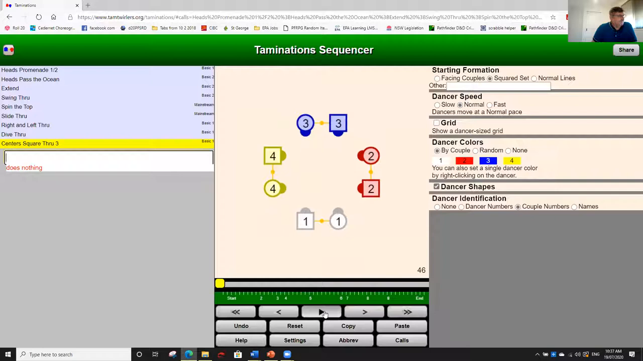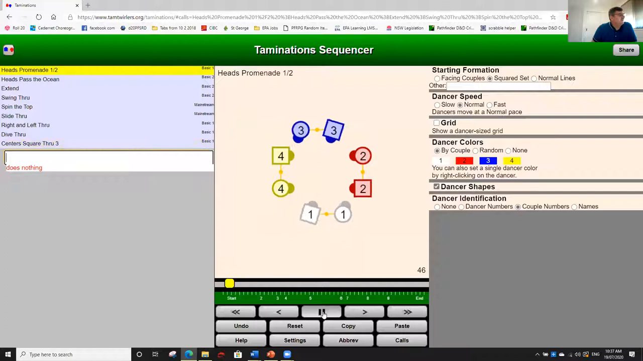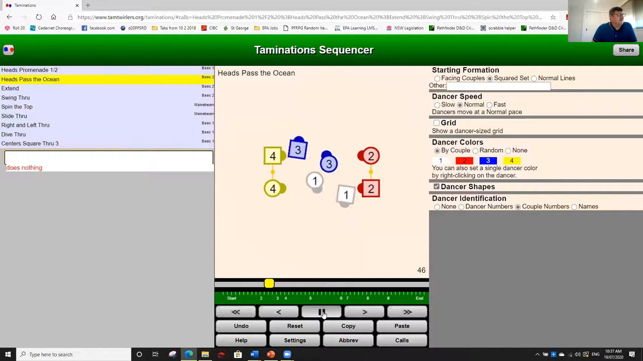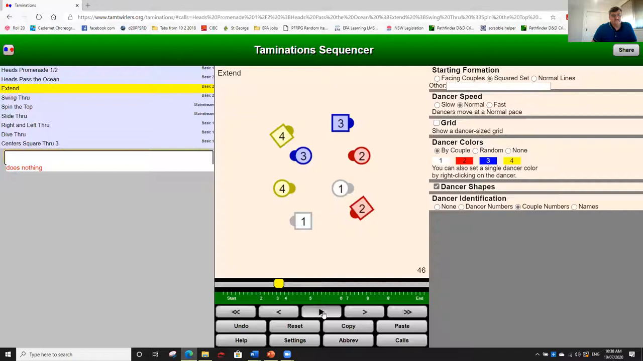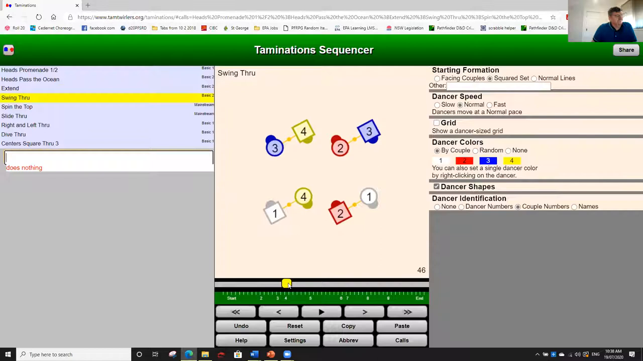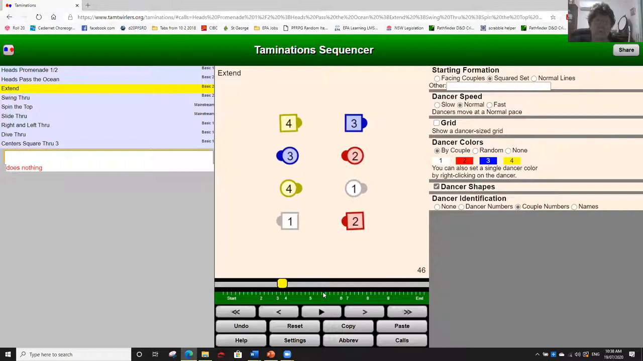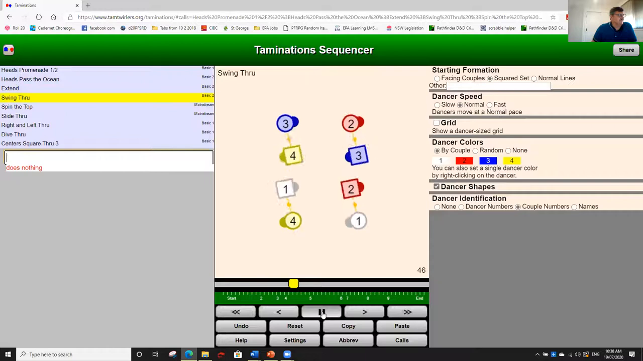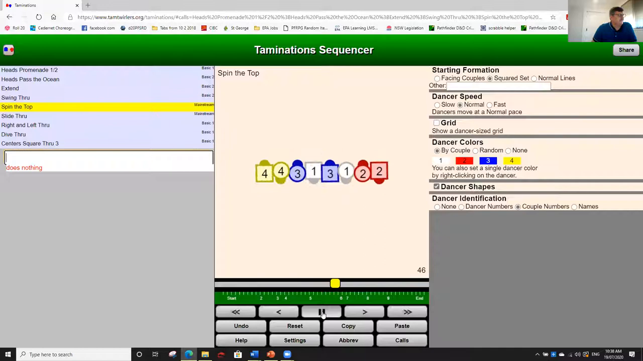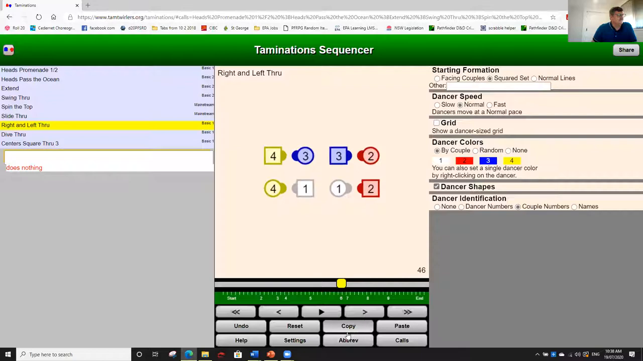So on this one, we've got the singing call. Heads promenade halfway. Come down the middle and pass the ocean. Extend. What formation is that? Corner box in an ocean wave. I can use that. It's still a corner box, but it's in an ocean wave. So I identify it. Swing through. Spin the top. Slide through. What formation is that? Corner box.